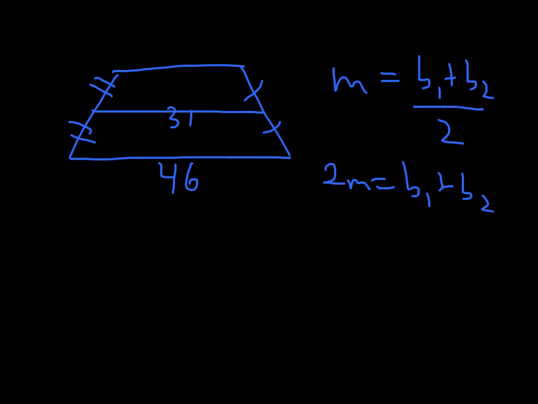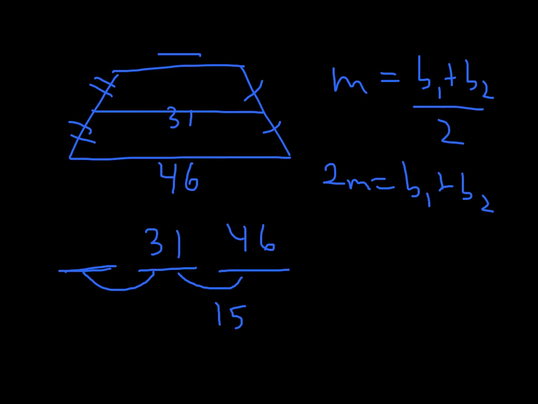But I personally think it's easier to just think of this as three numbers from small to big, 31 to 46, and just think of the difference between them. So 31 to 46 has a distance of 15. So therefore I have to go smaller to find the smaller side. So I'm going to subtract 15. So I'm going to do 31 minus 15, and that is 16, and that is the length of the top base.